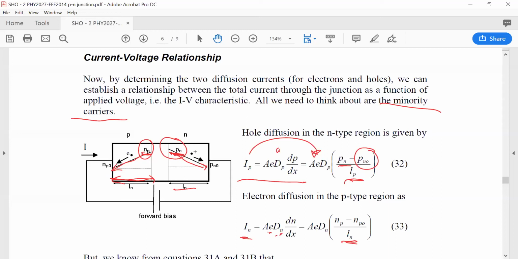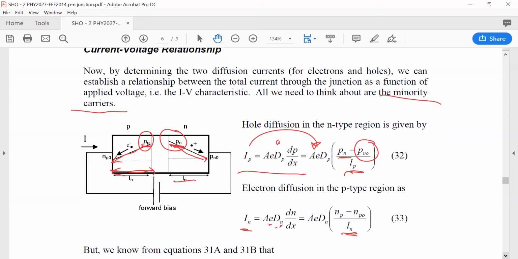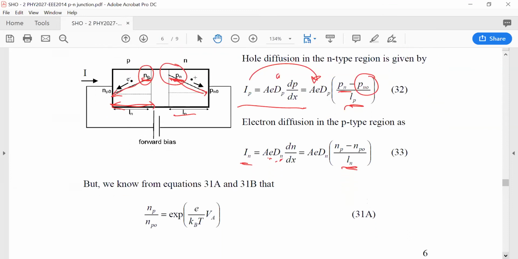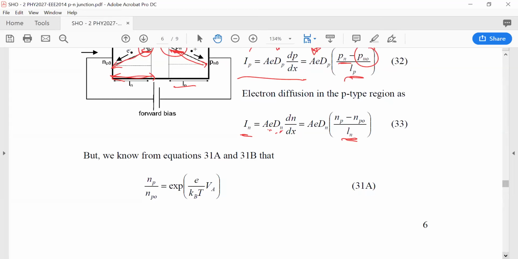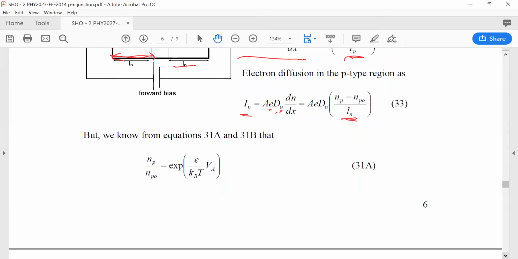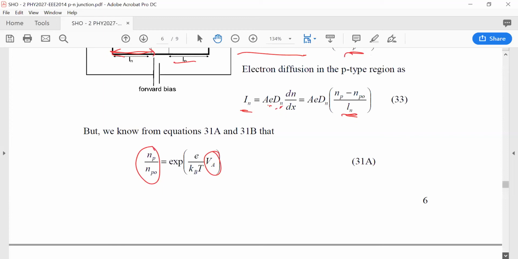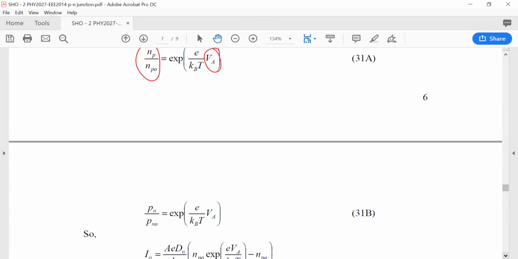We also know from our equations 31a and 31b, which are repeated down here in your notes again, that you get a very large increase in the minority carrier concentration when you apply this forward bias. It's exponentially dependent on this voltage VA. So this np over np0 is going to increase significantly when you apply a voltage. So you've got 31A and 31B, which is the same thing for holes.